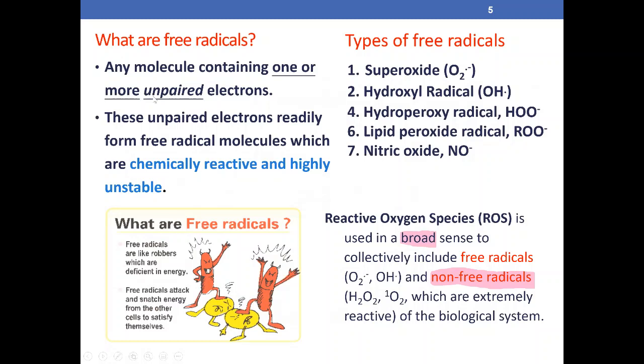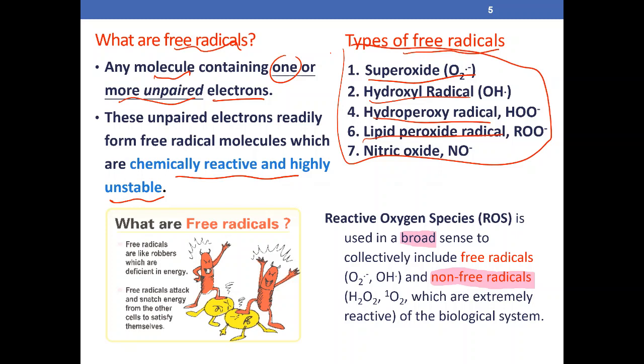Now this brings me to free radicals. What is a free radical? A free radical is a molecule containing one or more unpaired electrons. I'll show you an example in just a second. These unpaired electrons are chemically reactive and highly unstable. We have different types of free radicals. They could be peroxide, hydroxyl radical, hydroperoxide, lipid peroxide radical, etc. These are all different types of free radicals. Just be aware of them. You don't have to memorize them per se, but just have an idea of what they are, so if you see their names, you can at least recognize them.